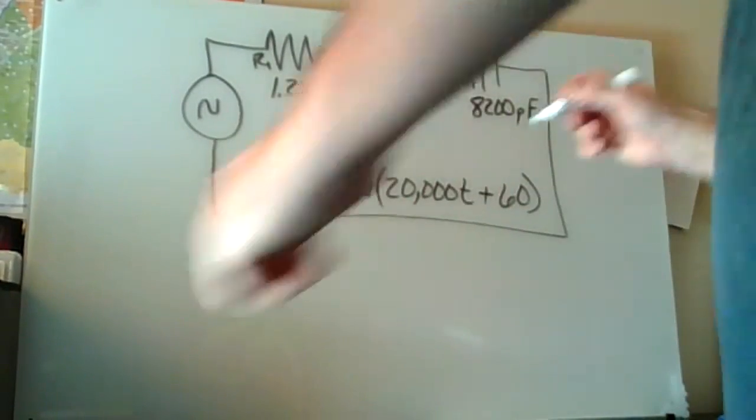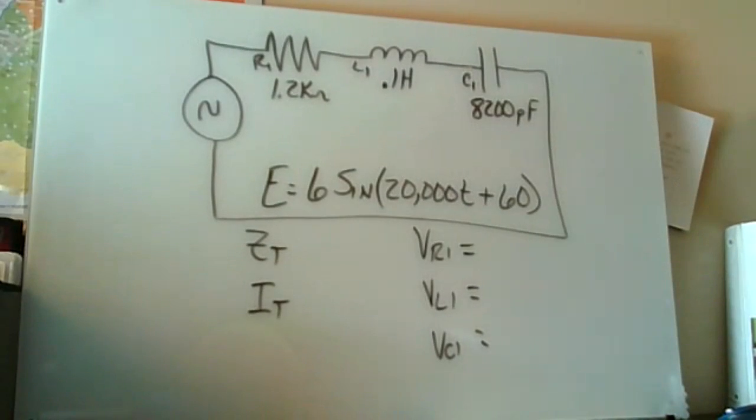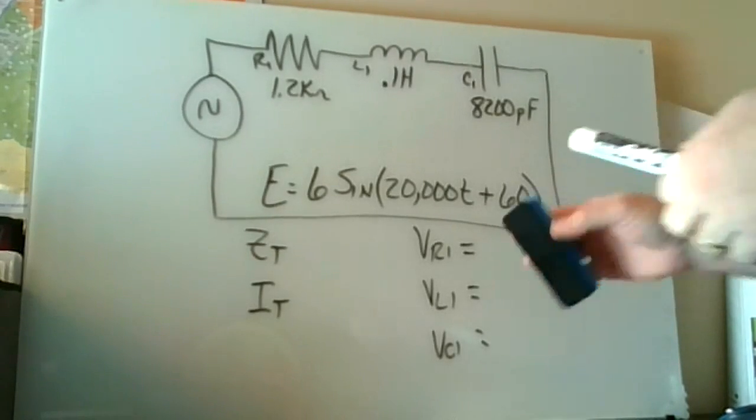So I want you to get Z total, I total, VR1, VL1, and VC1. So you guys go ahead and figure those out, and we'll see what we get.